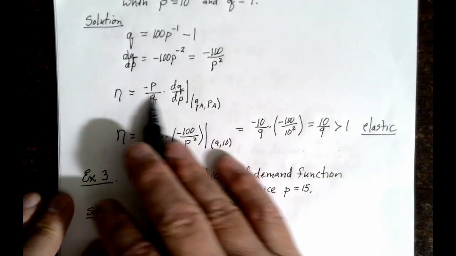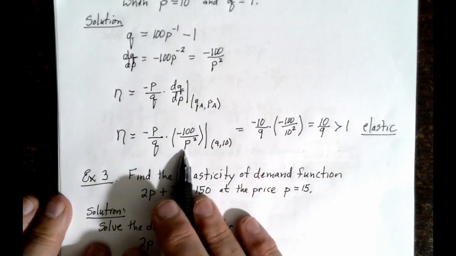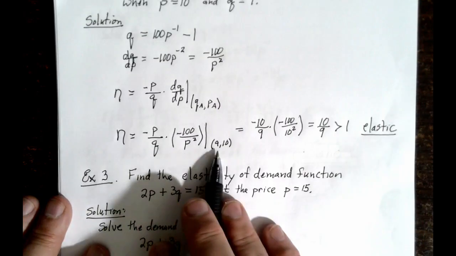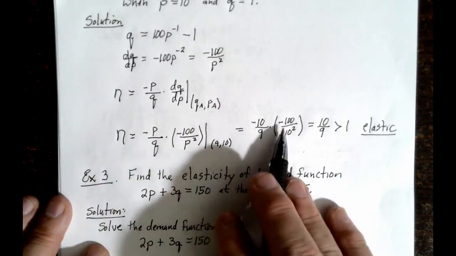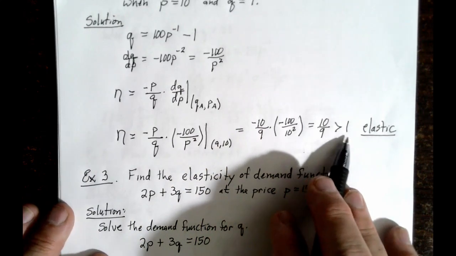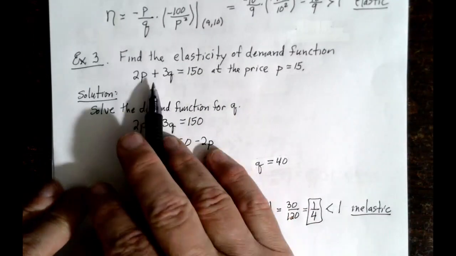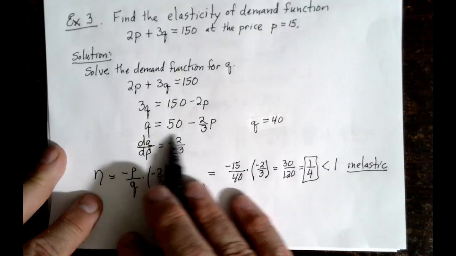So now you take the same equation as always, and you're going to plug in that negative 100 over P squared there. And we're going to use the Q is 9 and P is 10 into this guy, and we plug all those numbers in, and we get 10 over 9, which is greater than 1. That means it's elastic. Example 3, they give you the demand function here, but remember you got to solve for Q with your demand function.